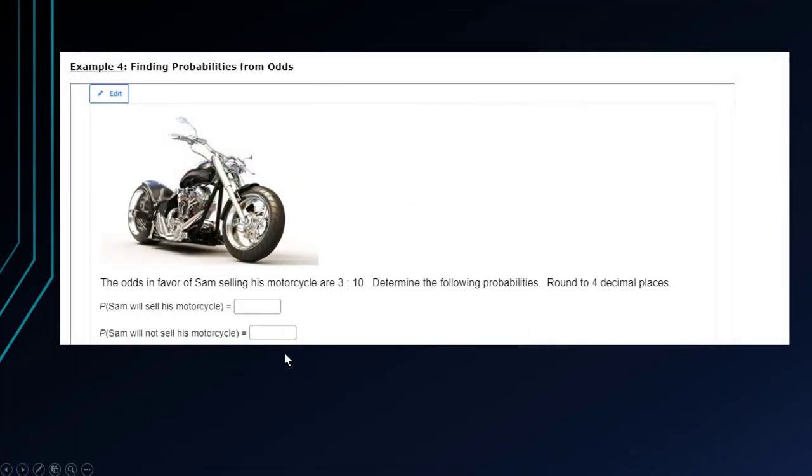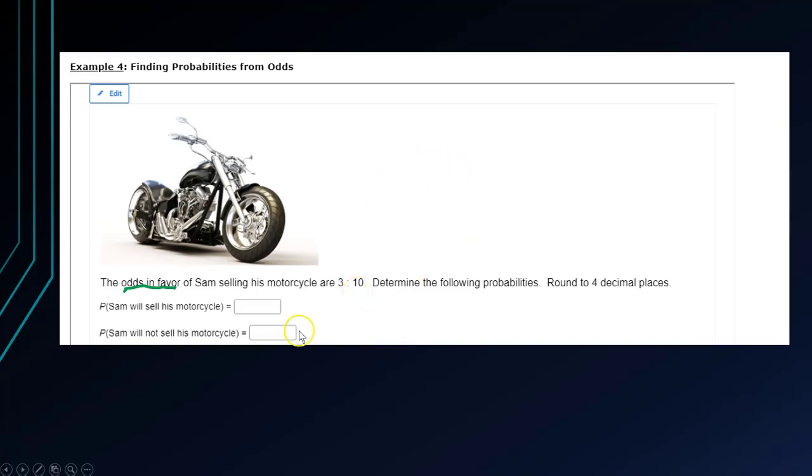For example 4. The odds in favor of Sam selling his motorcycle are 3-to-10. Determine the following probabilities rounded to 4 decimal places. So they're giving you the odds here in favor. So this means that if it says the odds in favor of him selling his motorcycle, there's going to be 3 chances that he will versus 10 that he won't, because it's odds in favor. So the number of instances where he'd sell his motorcycle are 3. The number of instances where he would not sell his motorcycle is 10.